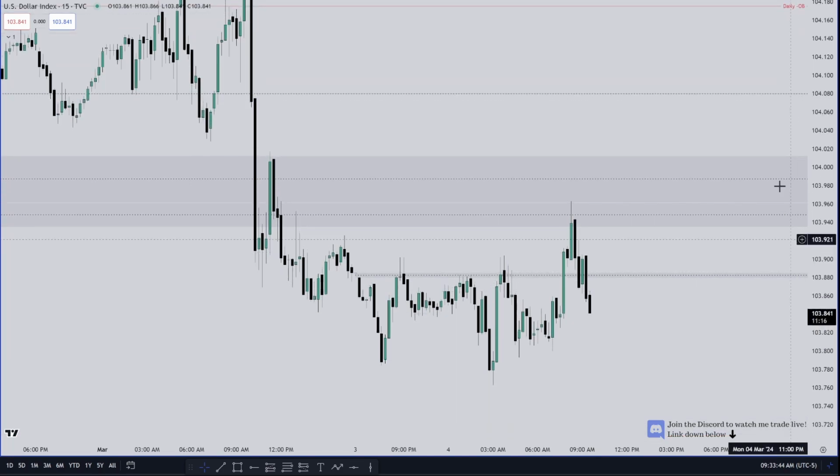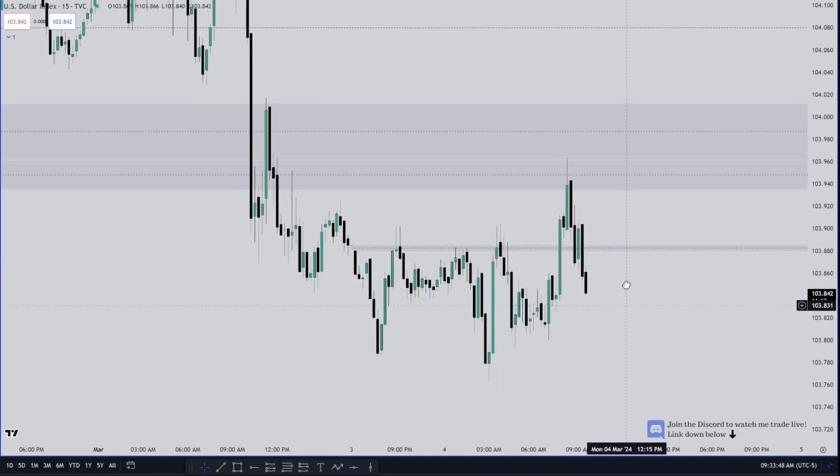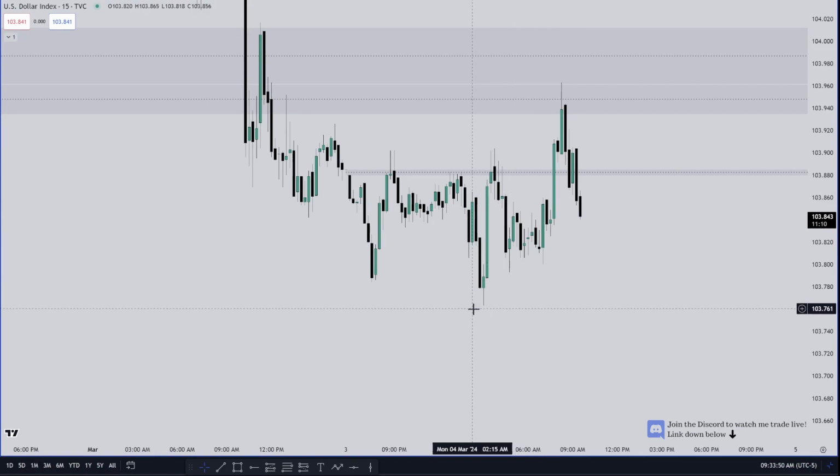On the 15-minute, you can see us reacting off of that new week opening gap. So sell side down here. I'll go ahead and mark that up. Okay, sell side. And that's pretty much it for dollar.